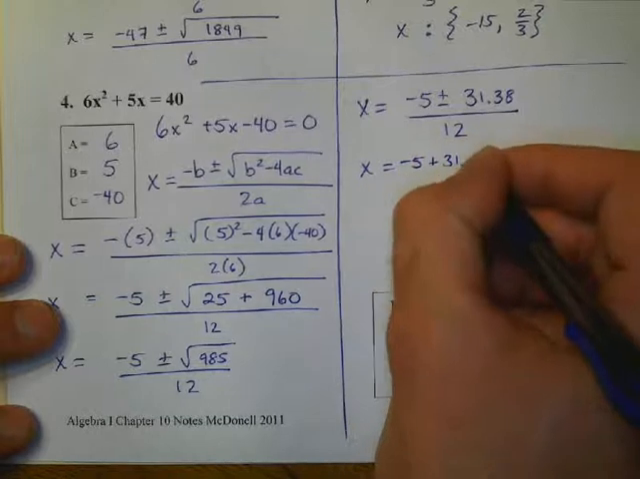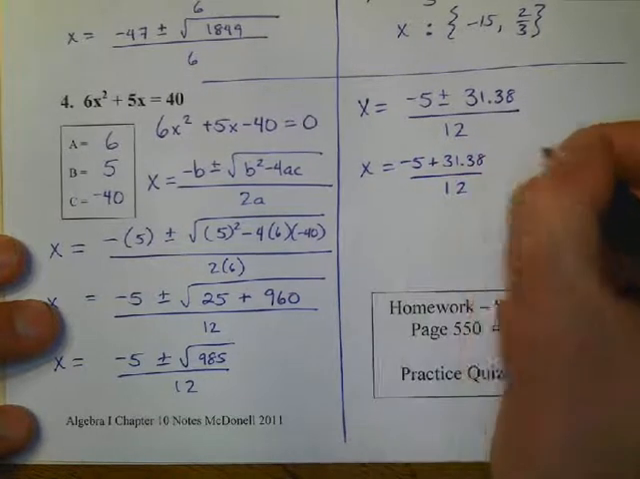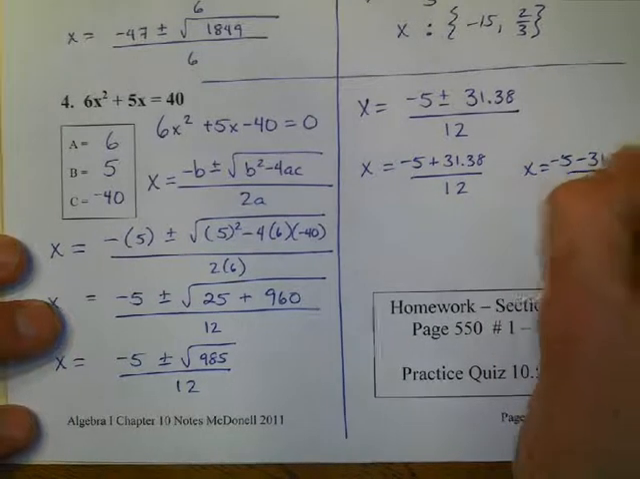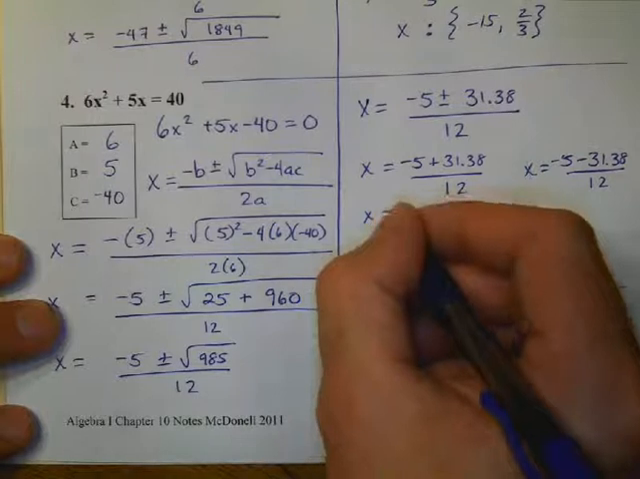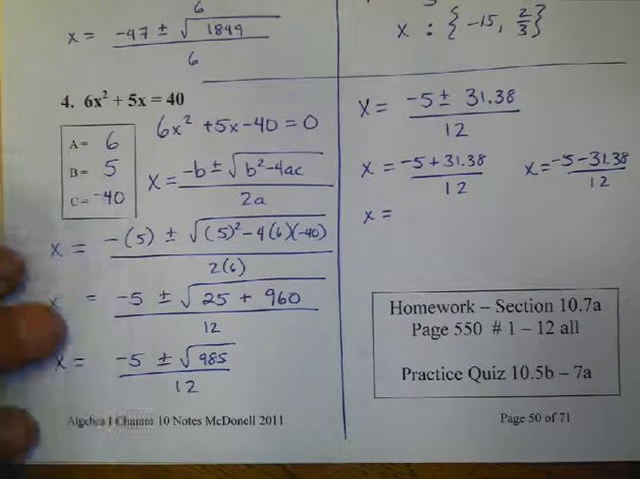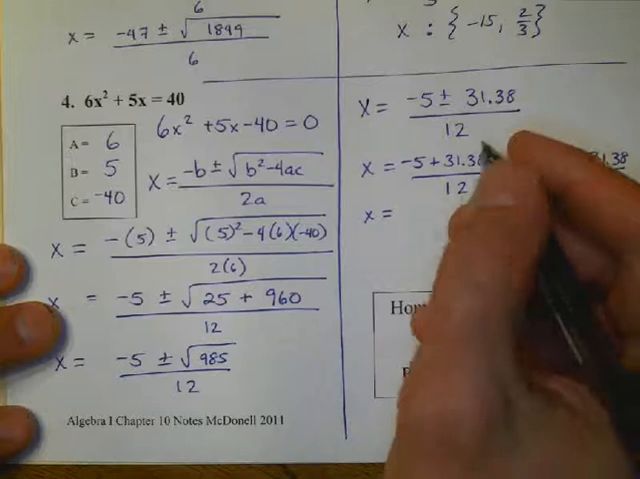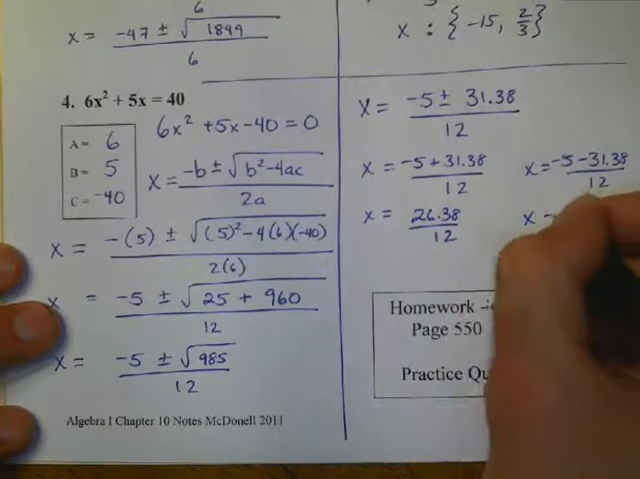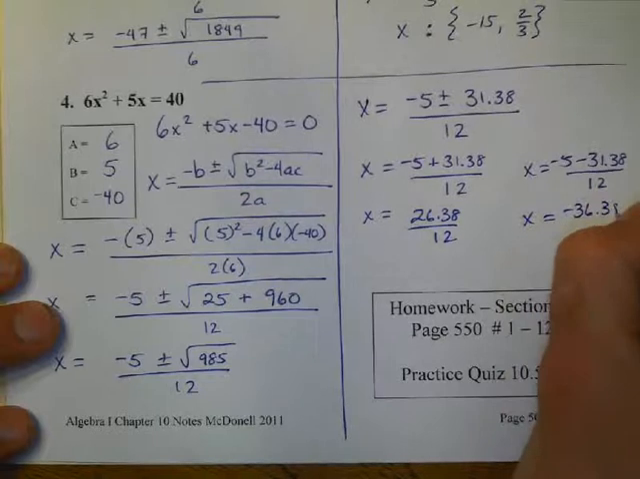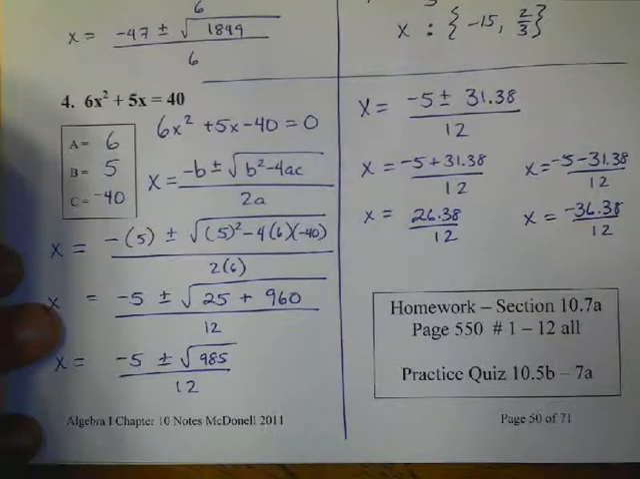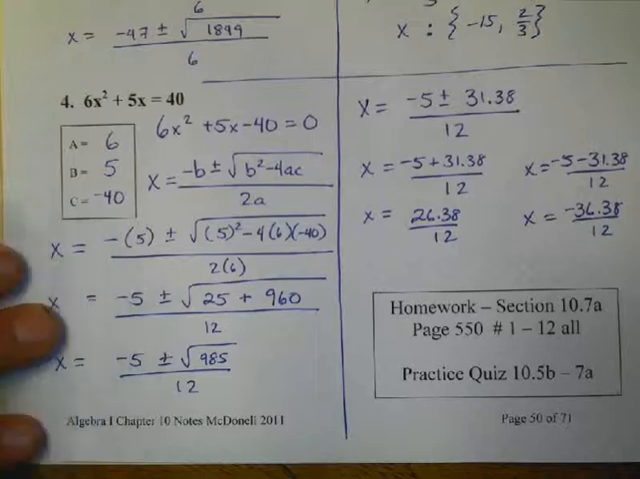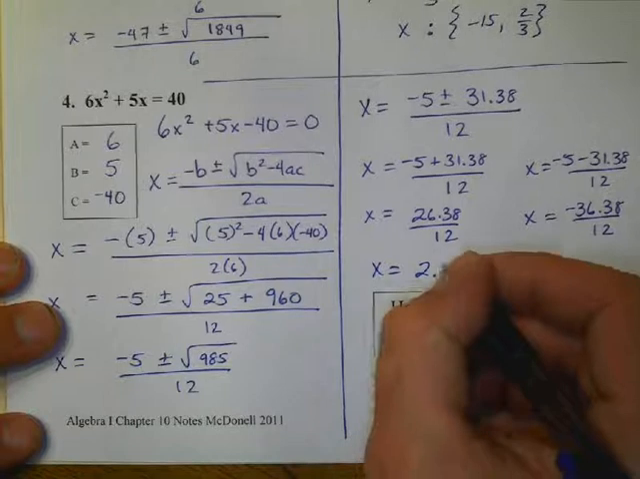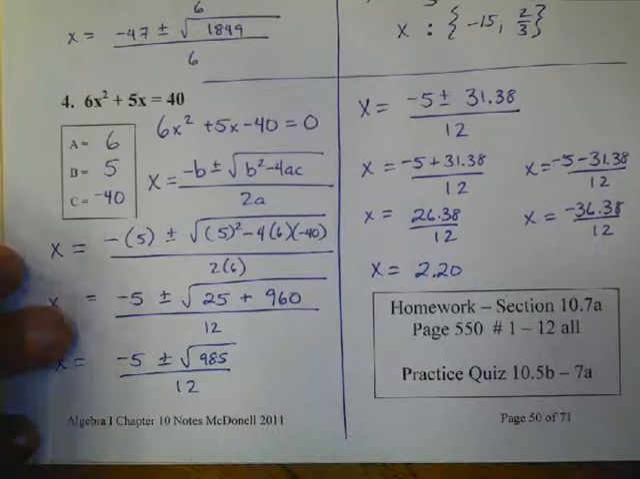That gives us negative 5 plus or minus the square root of 985, which is 31.38, divided by 12. We're going to break this up now into two parts: negative 5 plus 31.38 divided by 12, and negative 5 minus 31.38 divided by 12. Being careful to do our steps one at a time, on our first part, we have 26.38 divided by 12. Our second part, we have negative 36.38 divided by 12.